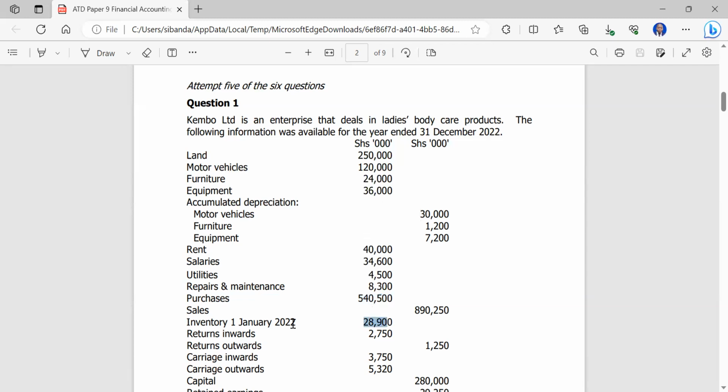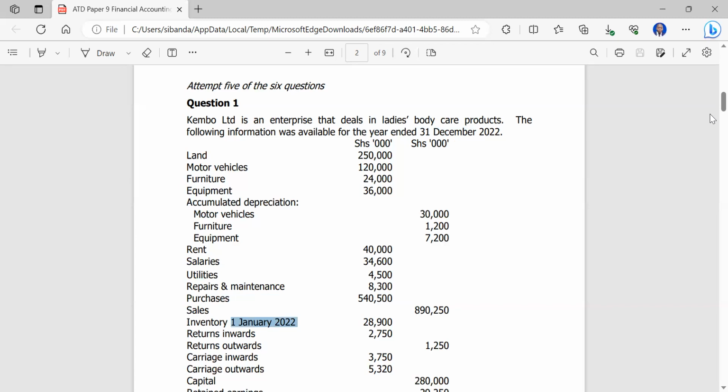Now we move to the next one, which is inventory, 1st January 2022. Since we are looking at 31st December 2022, if inventory is given at 1st January 2022, it means that this is opening inventory. Now ask yourself, where is closing inventory? Closing inventory, the examiner will always provide in the additional information, and sometimes they may also give some adjustments on that inventory.